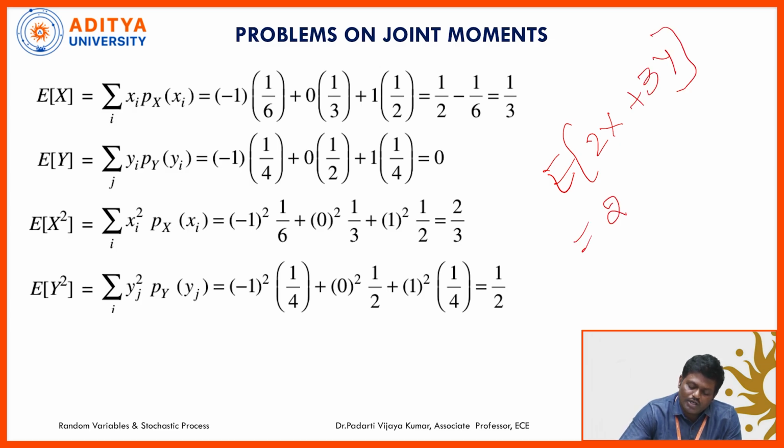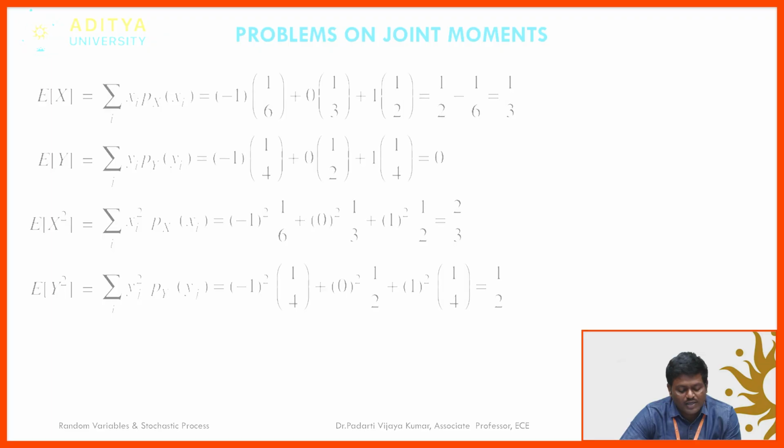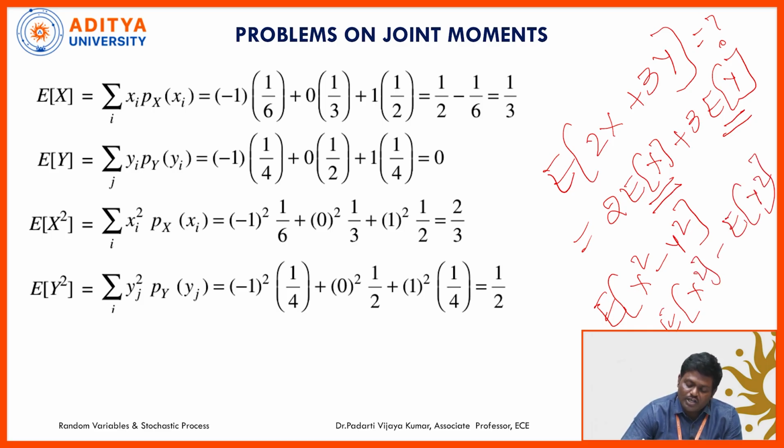We will get 2 into expectation of x plus 3 into expectation of y. So, before computing this, we need to know the expectation of x and expectation of y. In a similar manner, for the expectation of x square minus y square, if you expand, we will get expectation of x square minus expectation of y square. So, firstly we need to compute expectation of x square and expectation of y square.